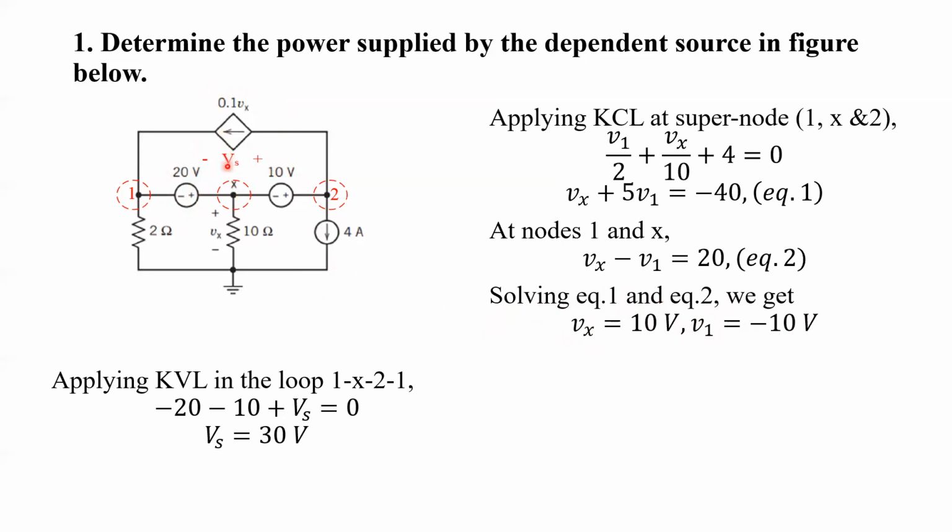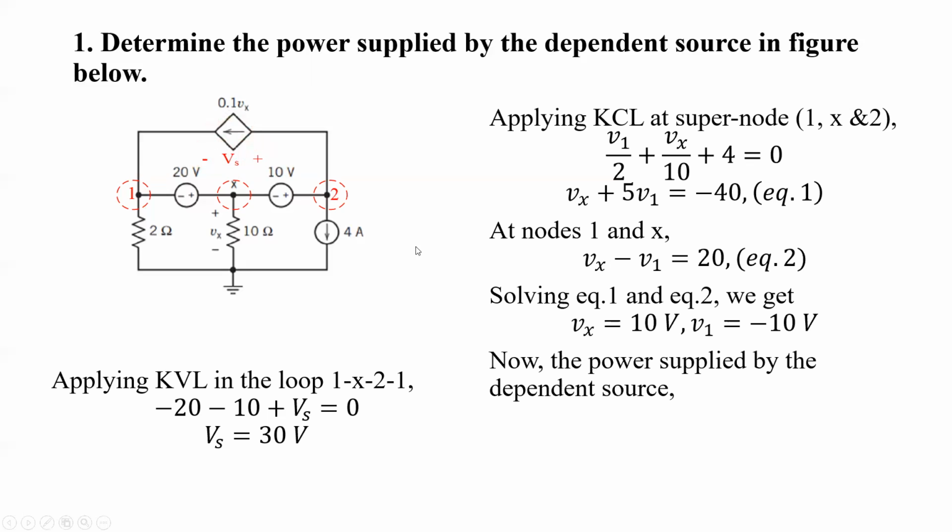Here we got Vs as positive, and its polarity is plus, minus as shown in the figure, and the current flows from positive to negative. If in any circuit element current is flowing from positive to negative inside the element, then that particular circuit element will be consuming power, right? So in this case this element is consuming power. If we want to calculate power supplied, then it will be the negative of this current times voltage Vs, and the current is 0.1 Vx, so it will be negative. So we can get finally 30 watts.